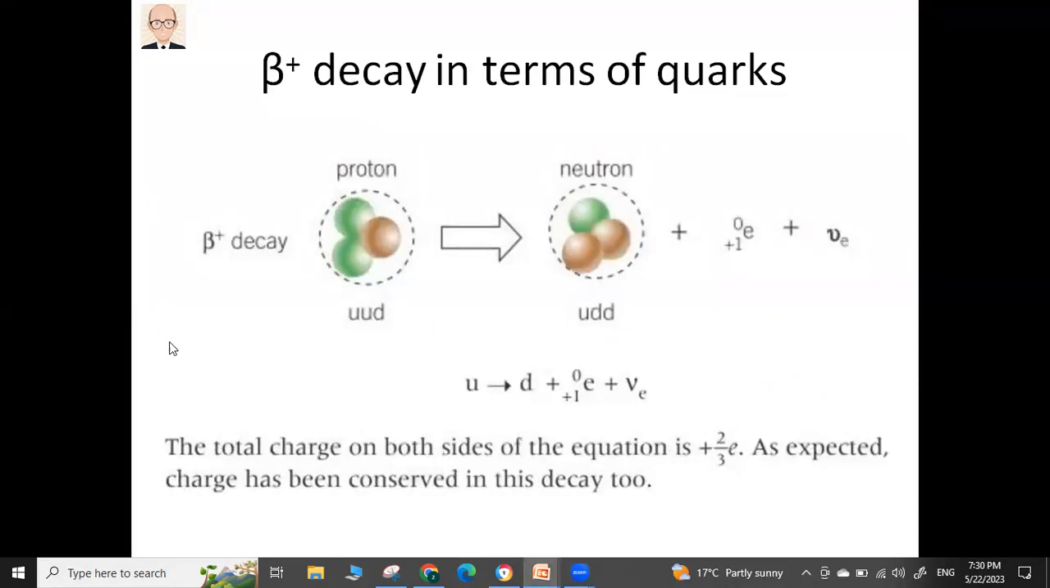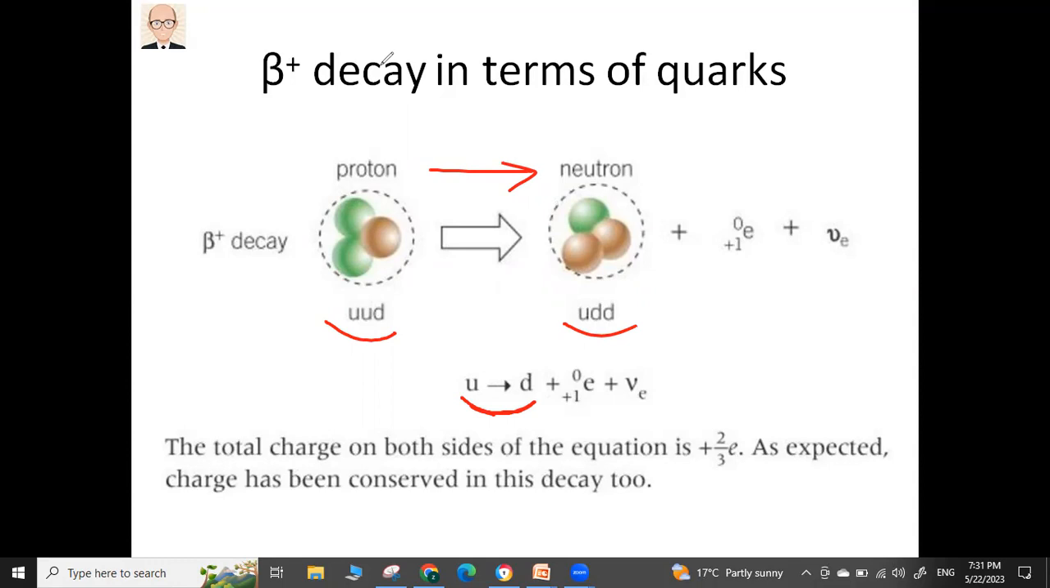Let's continue. The next one, beta plus decay in terms of quarks. We have seen that in beta plus decay, a proton basically changes into neutron. In proton we have up, up, and down quark. And in neutron, what we have? Up, down, and down quark. And we can easily see that up quark changes into what? Down quark in beta plus decay. So one up quark will change into a down quark. And the total charge on both sides of the equation is +2/3. As expected, the charge has been conserved in this decay too.